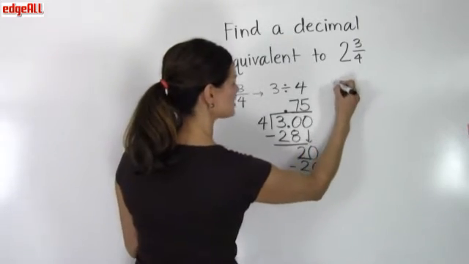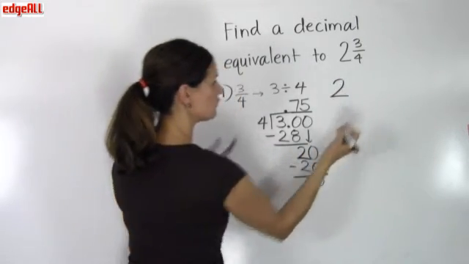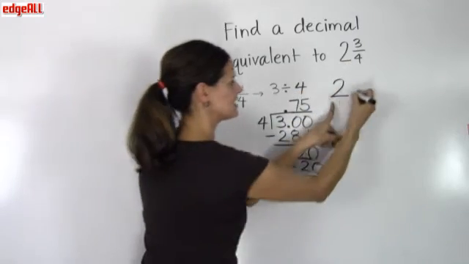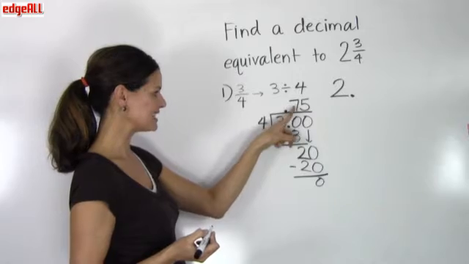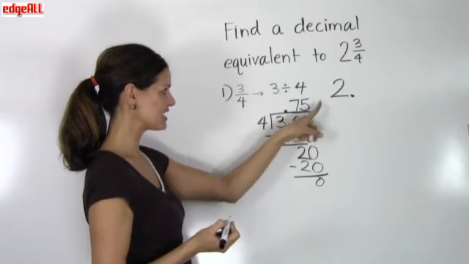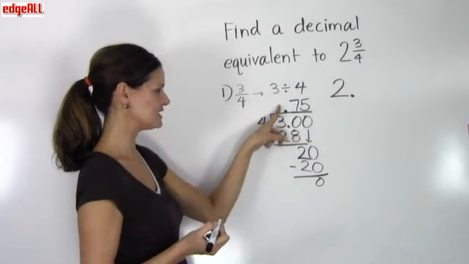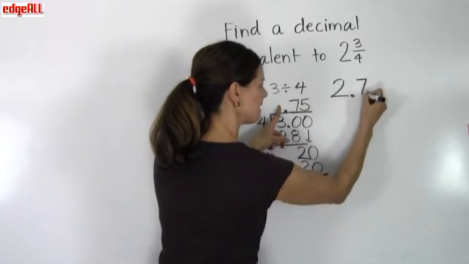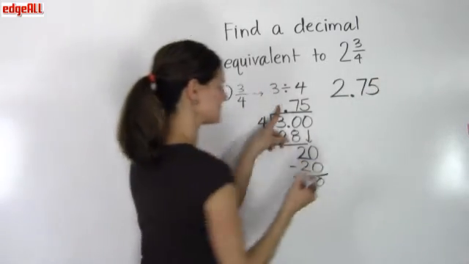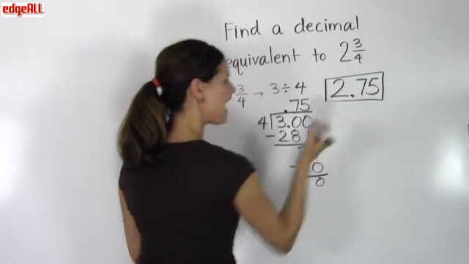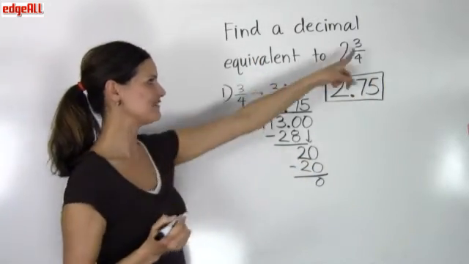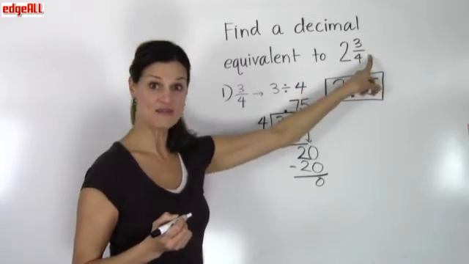So I would write my answer then as 2 for my whole number, which stays to the left of my decimal point, and then my 0.75 answer here of the 3/4 converted to a decimal goes to the right of my decimal point, and my answer is 2.75. I found that by dividing 3 divided by 4.